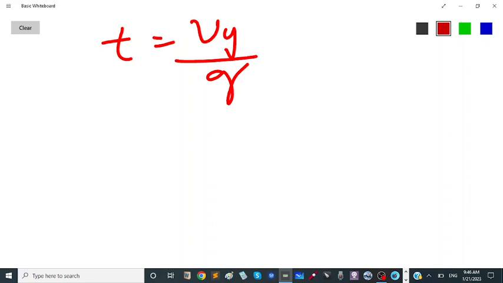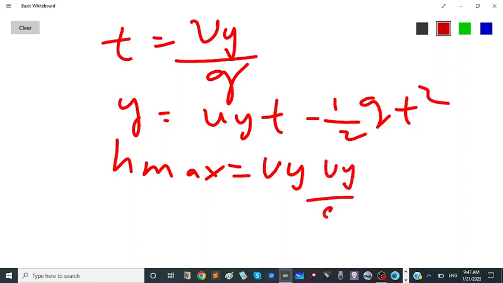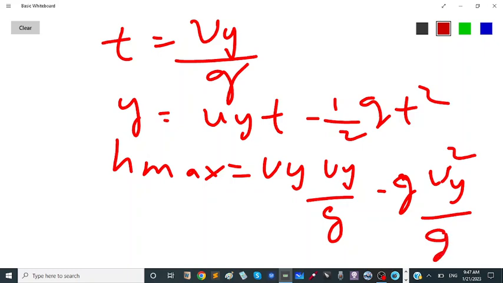So what we are going to do is substitute this value from the y value. Instead of y, we know y is equal to Uy t minus half g t square. So h max is equal to, instead of t, we can substitute Uy over g, minus half g times Uy square over g square.